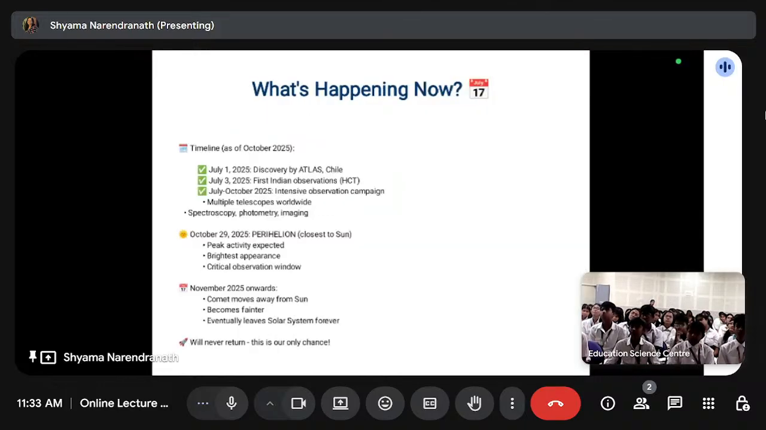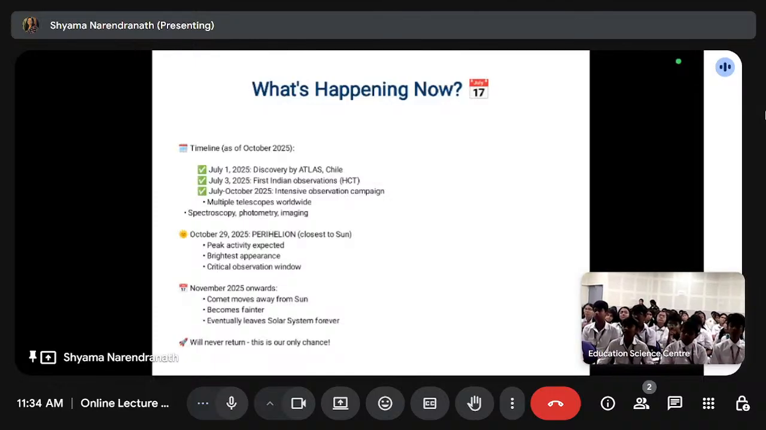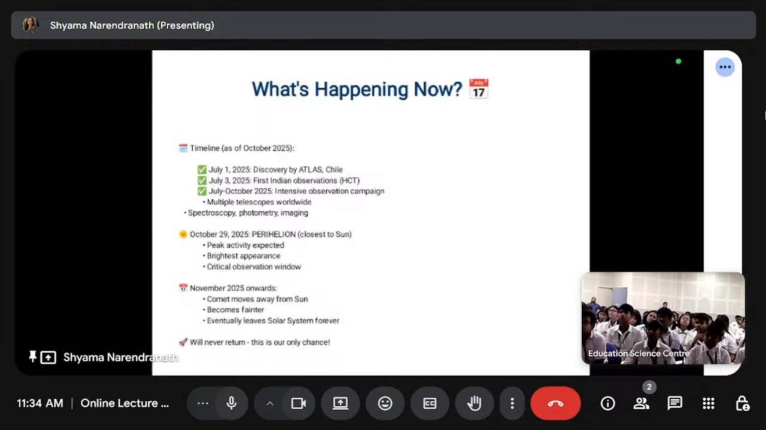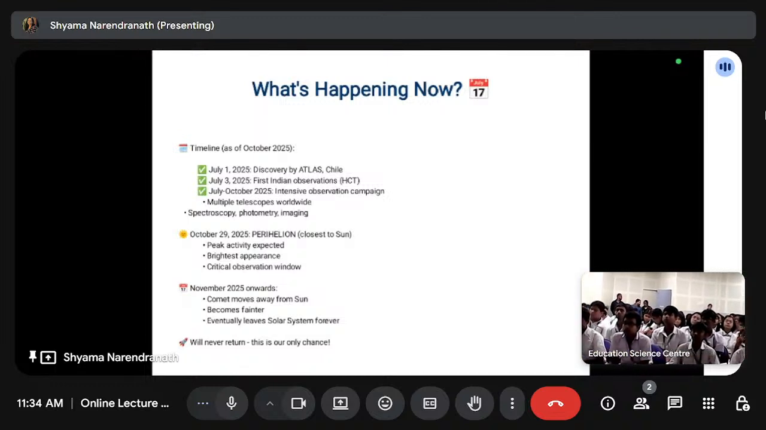What's happening now? July 1st, we discovered it, and Hanle had an observation on July 3, which is the HCT. So if you haven't visited HCT, it's a good time to go there. And there was an intensive observation campaign with multiple telescopes looking at it in various ways: spectroscopy, photometry, imaging. Photometry means you just collect the light. Spectroscopy means you disperse the light into different wavelengths and look at it. November onwards, it's moving away from the sun, will become fainter, and eventually we won't be able to see it. So there is a very small time window.